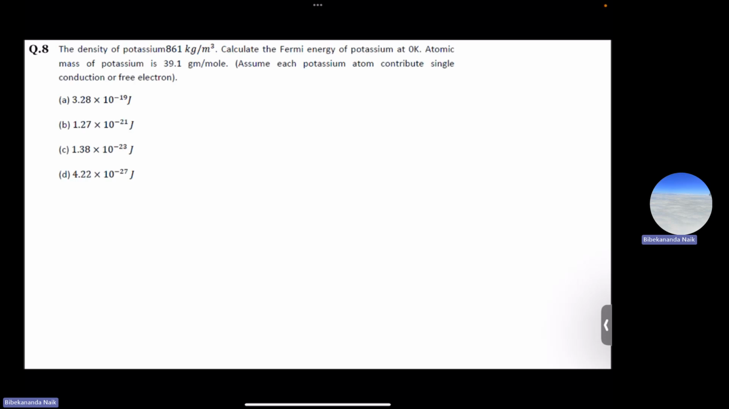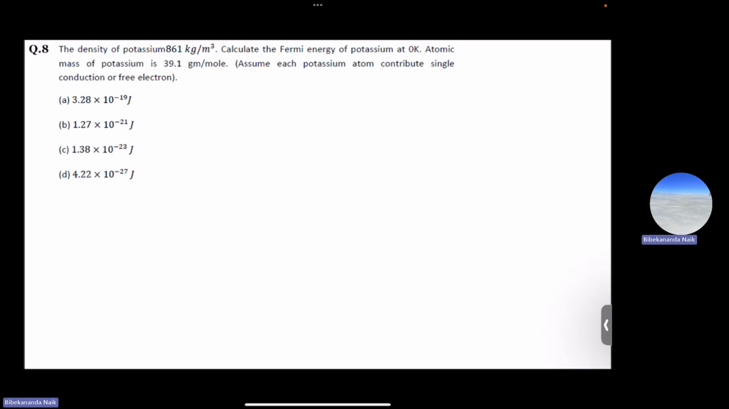Again, this question is pretty much similar. The question says the density of potassium is 861 kg per meter cube. Calculate the Fermi energy of potassium at 0 Kelvin. Atomic mass of potassium is given as 39.1 gram per mole. We need to assume that each potassium atom contributes a single conduction or free electron.